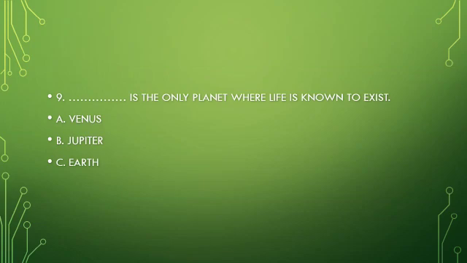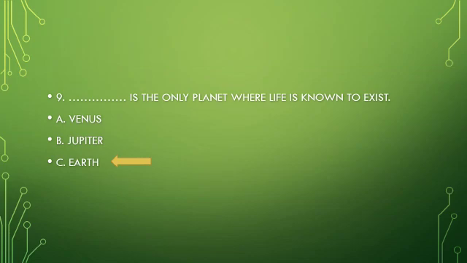Question number 9. Dash is the only planet where life is known to exist. Out of the three options, students, we need to search which is the planet where life is existing, where human beings, animals are dwelling in. The options are Venus, Jupiter and Earth. All the three are planets, out of which we need to get the answer. The answer is Earth. Earth is the only planet where life is known to exist.